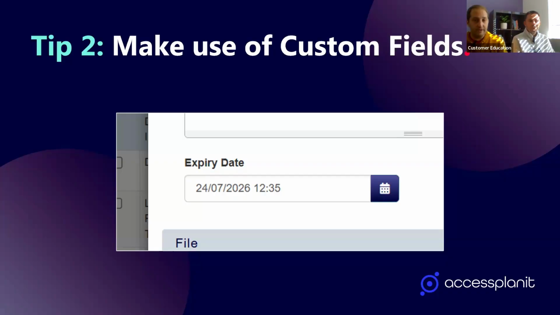So instead of guessing who owns a file, when it needs checking, or whether it's still current, you've got all this information to hand in the custom fields. It's going to keep your platform tidy, but also gives you the accountability and also the visibility across all of your teams. You can create custom fields for many, many areas in the platform, so it can be useful pretty much across the whole platform, not just within the files that we're using here as an example.